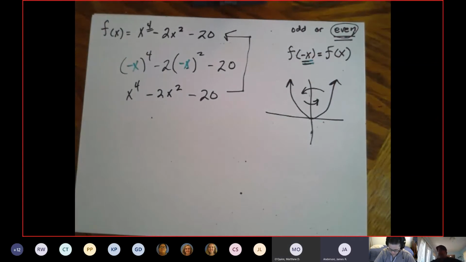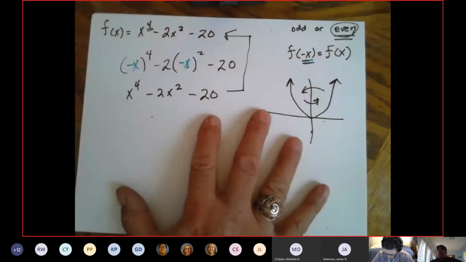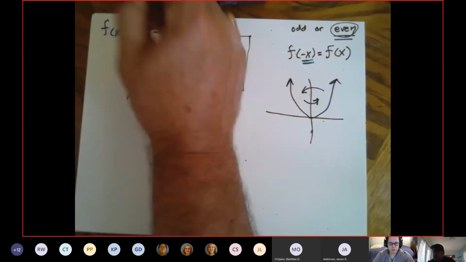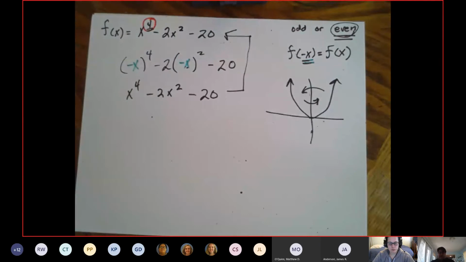Now, again, you should look at that and say, oh, yeah, okay, I remember that. You're basically proving what you assumed. Why did you assume that it was even? Because of that 4 right there. 4 is even. All right, you try this one.